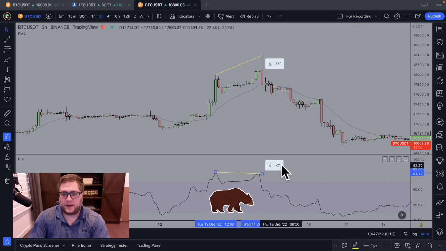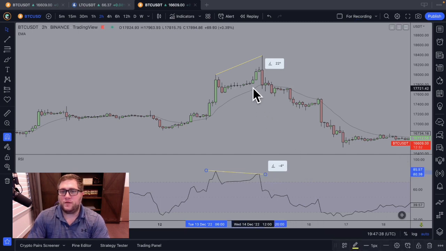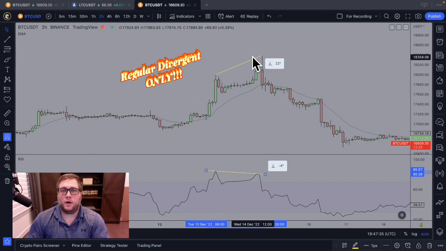And we have a -2, if I did that right, -3, -4. We have a -4. So here is a regular divergence. I do not trade hidden divergences. They do not work well in cryptocurrency.